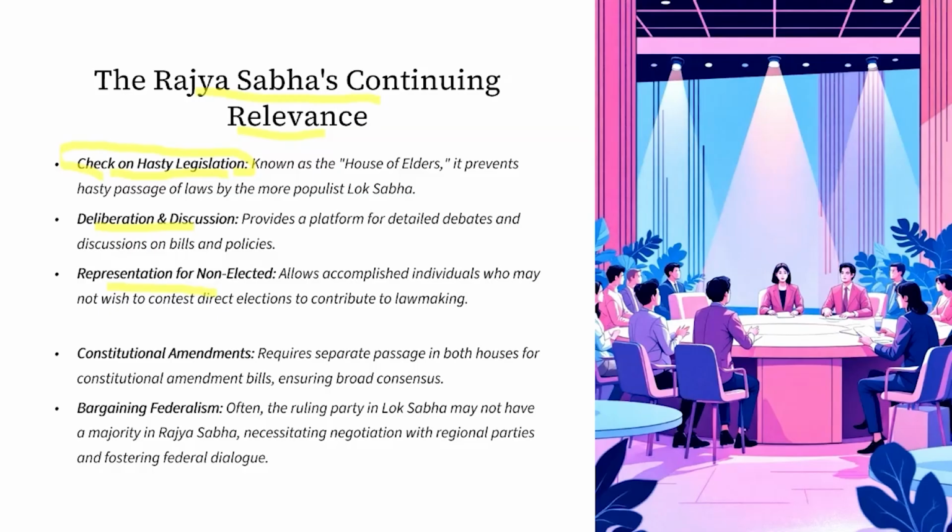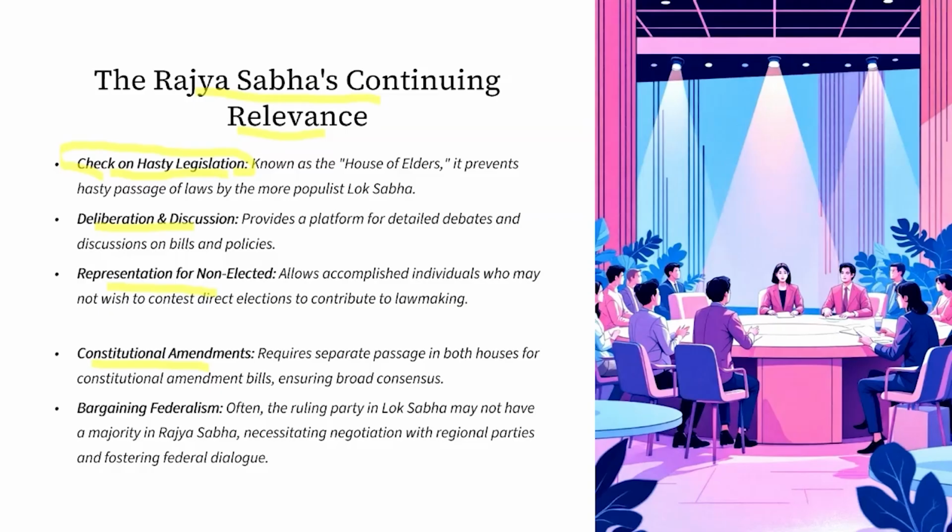Take Manmohan Singh, for example, an astute economist. He also went on to become the Prime Minister of India, but he did not have that aura to be a mass leader and to fight a Lok Sabha election. So for leaders like this, the Rajya Sabha provides a platform to also become a member of Parliament. Next, constitutional amendments. As I said, the constitutional amendments also have to be passed by both Lok Sabha as well as Rajya Sabha.